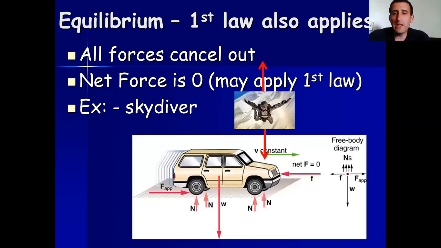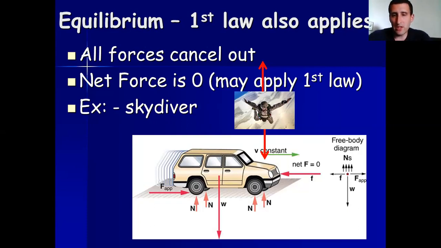Another example would be a car driving down the highway with its cruise control set, right? You've got the weight of the car pushing down. You've got the normal force pushing up on each of the 4 tires. Those cancel out. You've got the engine applying a forward force. You've got friction applying a backward force. And you've got the computer of your car applying just enough engine force to keep the velocity constant, right? That's what cruise control does.